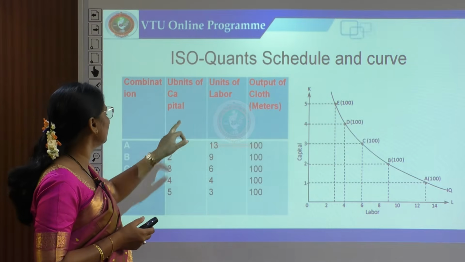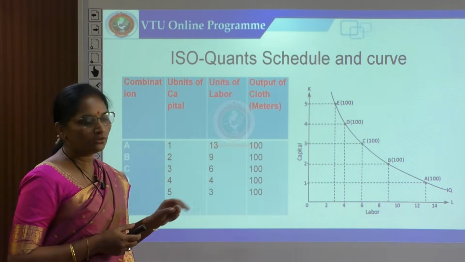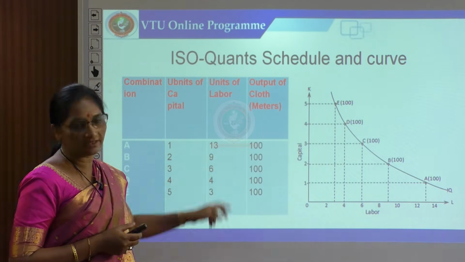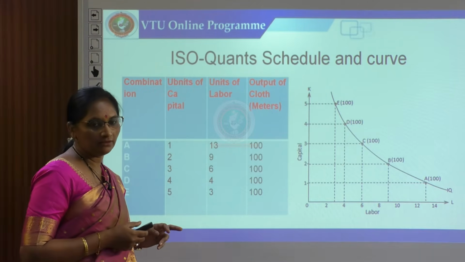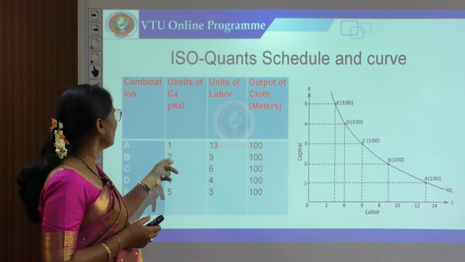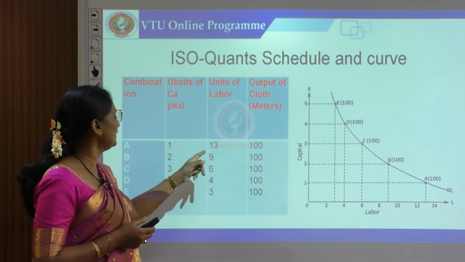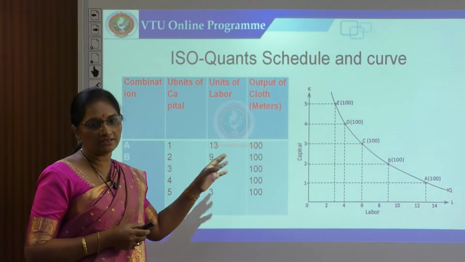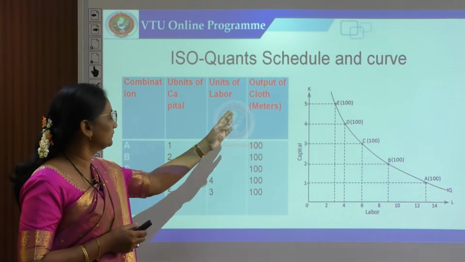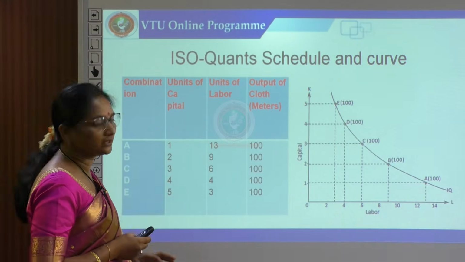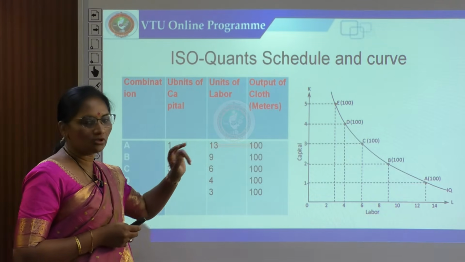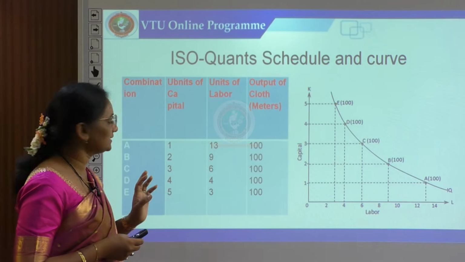Here we are increasing the capital from 1 to 2. To increase the capital from 1 to 2, we are decreasing the labor, that is 13 to 9. So here you can go with this combination, 2 capital and 9 labor together producing the same output, that is 100 units. 100 units of the cloth, 100 meters of the cloth here. That is what the example cloth has been taken as an example.